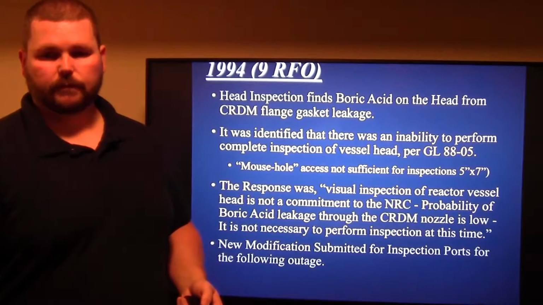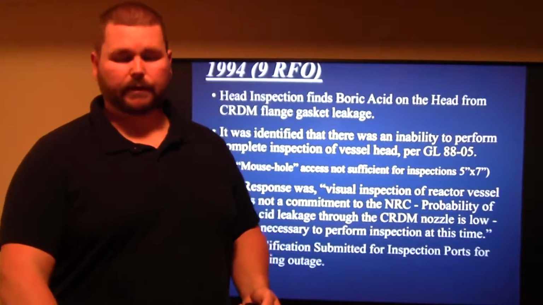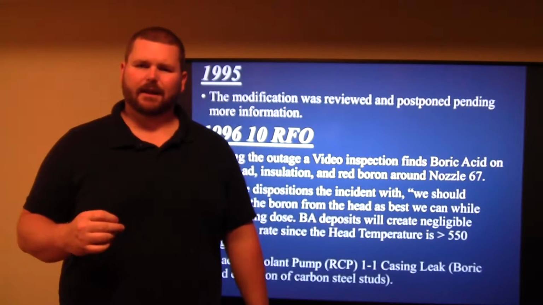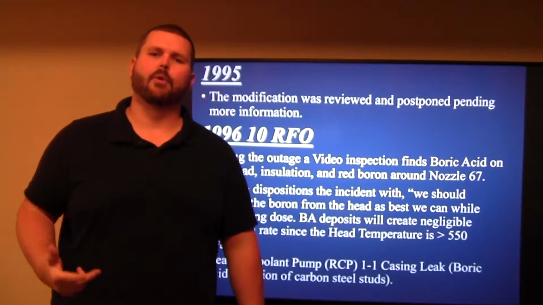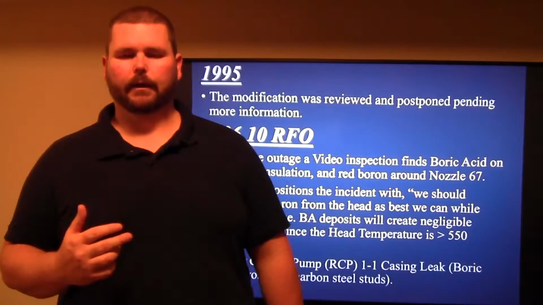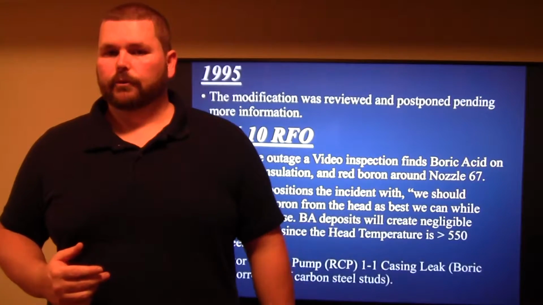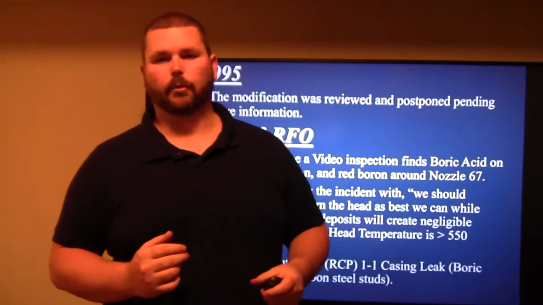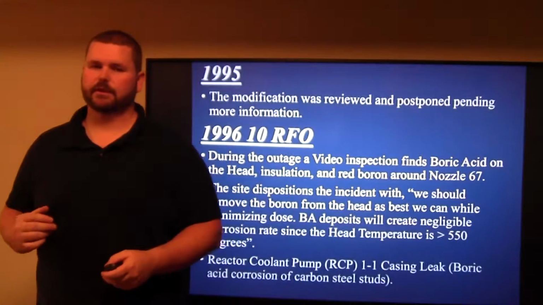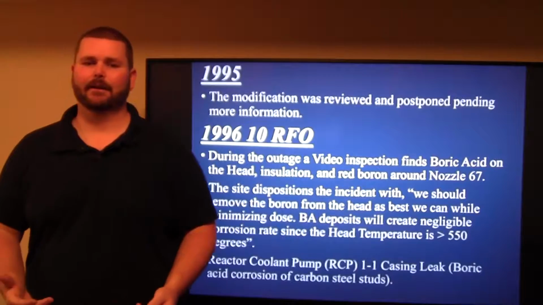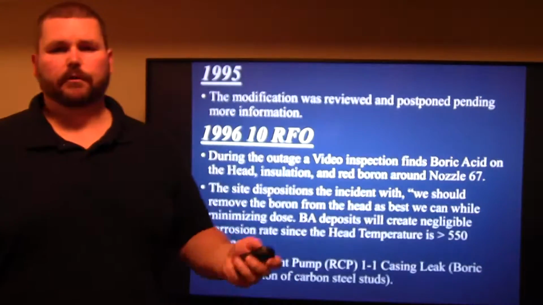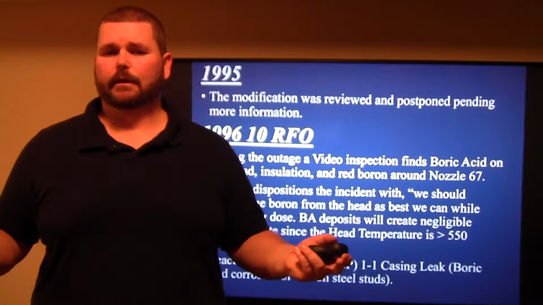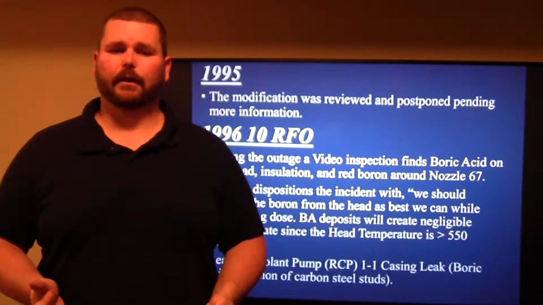And the modification was reissued again, saying, hey, we really need these inspection ports. In 95, they looked at that modification and said, we're going to postpone it. We need a little more information before we allow this to go through. So that continued on. During the 10th refueling outage, they went in there, did some more inspections, and they actually found red boric acid at this point around nozzle 67, which indicates there's actually corrosion, but that wasn't identified. The site says, we should have removed as much boric acid as we could, but because of the high temperature of the core, it won't really matter. It has no initiation on the boric acid itself.